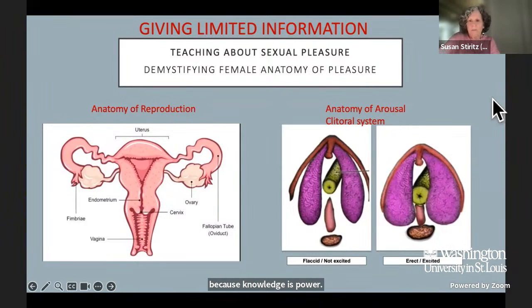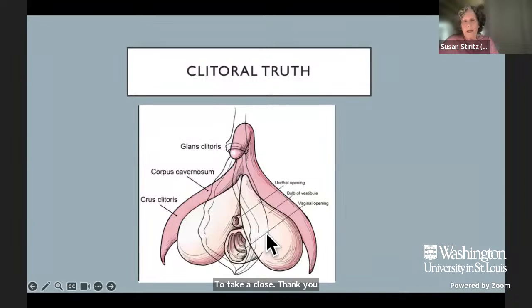To take a closer look at the clitoral truth of female sexuality, these are the parts of the clitoris that we have. And in the very sort of those big sacs are the clitoral lobes that must be filled, and that's what causes female erection. And really our sexual response works very similar to the penis, but it just is shaped in the body differently, so it needs different kinds of stimulation.